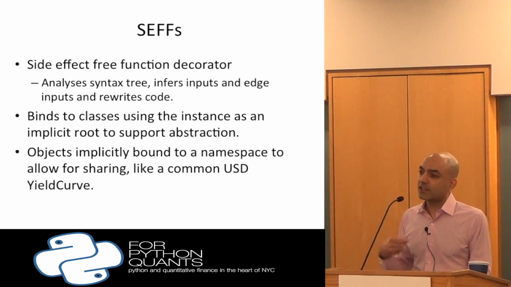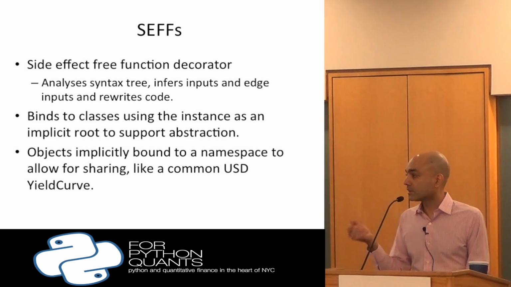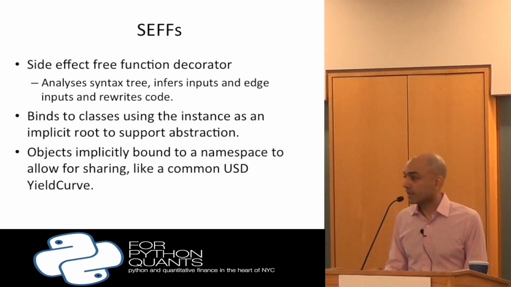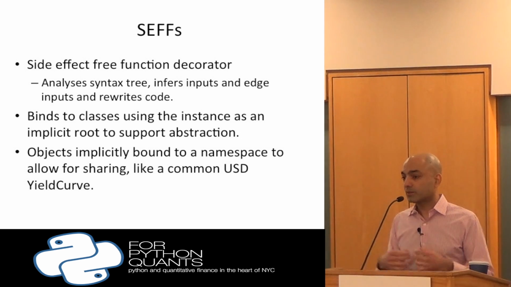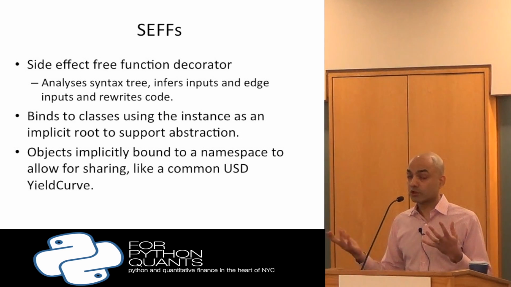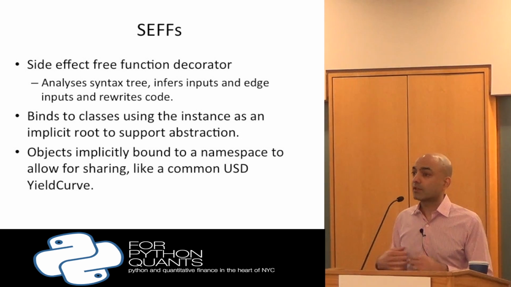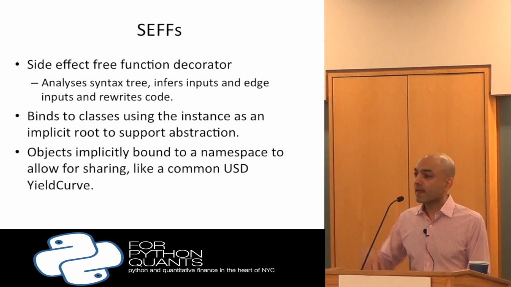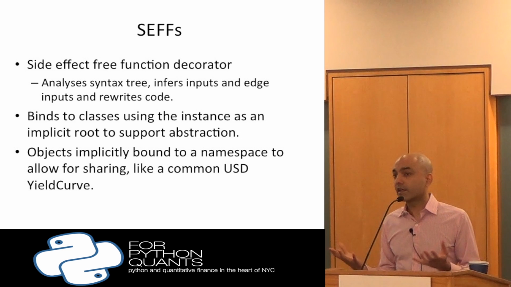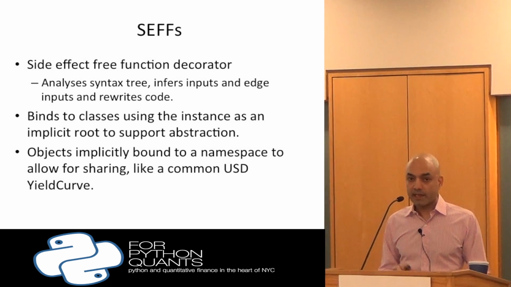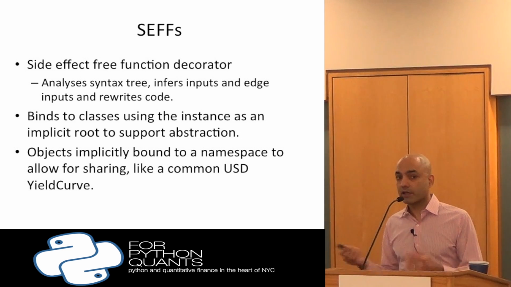And objects are also implicitly bound to a namespace. If you think about it in Excel, every cell is implicitly bound to a namespace, which is the name of the cell. Using Cephs, you bind the object itself to a namespace, which is a GUID if you don't specify it, or you can give it some well-named thing. For example, I could say assets, currencies, USD. Then anyone who wants the USD object can go there and ask it for a yield curve, and then you have some shared value. Very much like a named range in Excel, except it's an object, not just a cell.